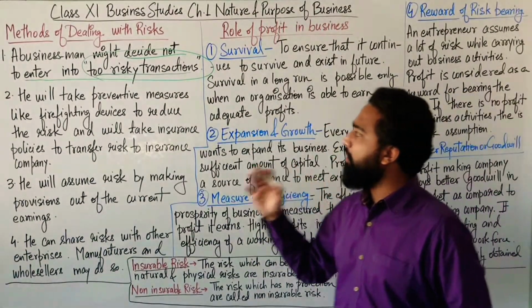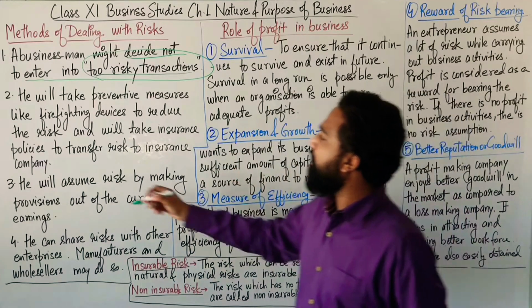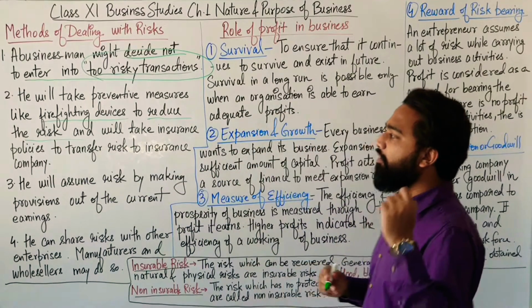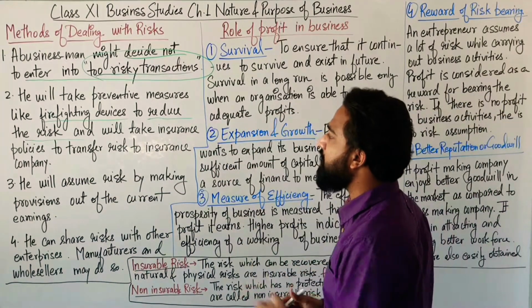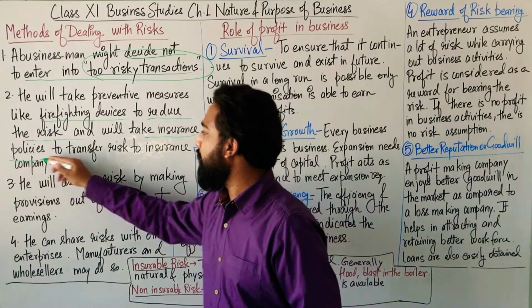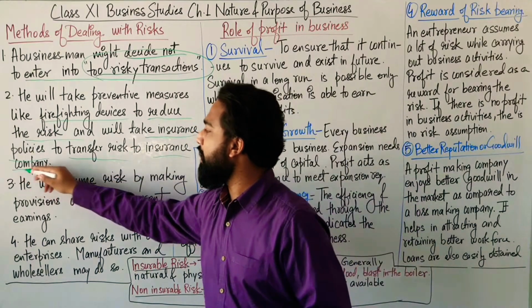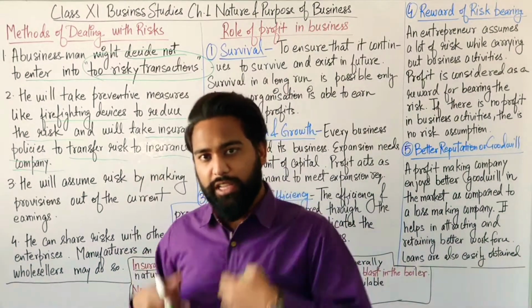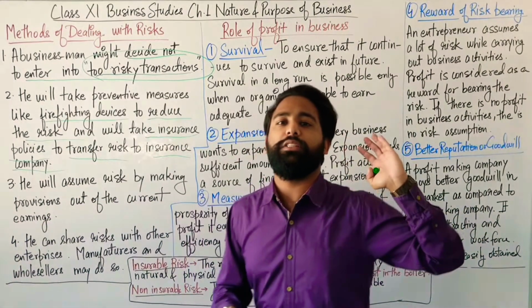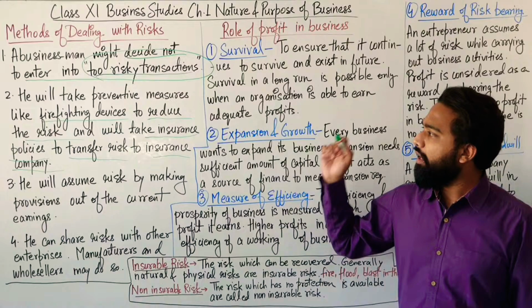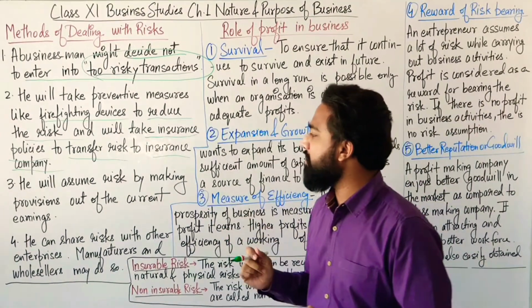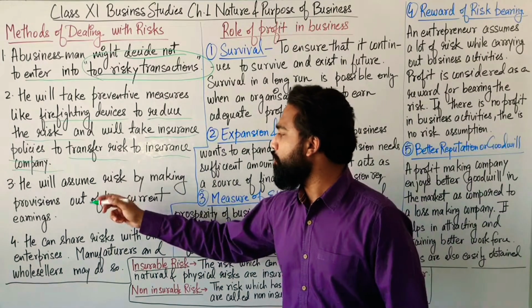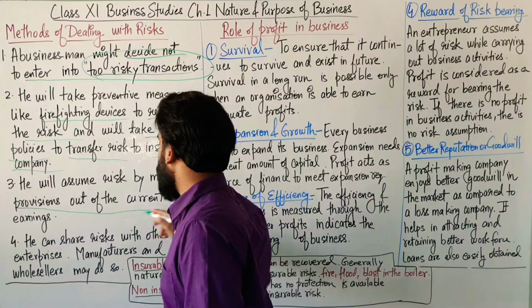Now the next one, he will take preventive measures like firefighting devices to reduce the risk. He uses the firefighting devices so that he can reduce the risk, and will take insurance policies to transfer risk to the insurance company. The businessman will take an insurance policy so that he can transfer his risk to the insurance company, and he will take all the preventive measures like firefighting devices. Is that clear?